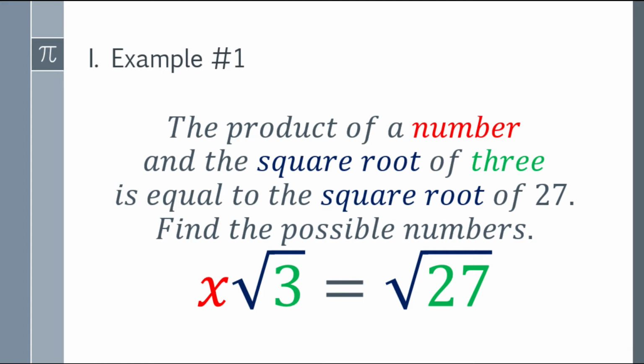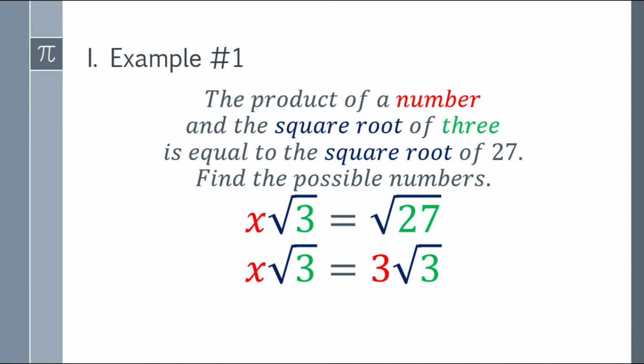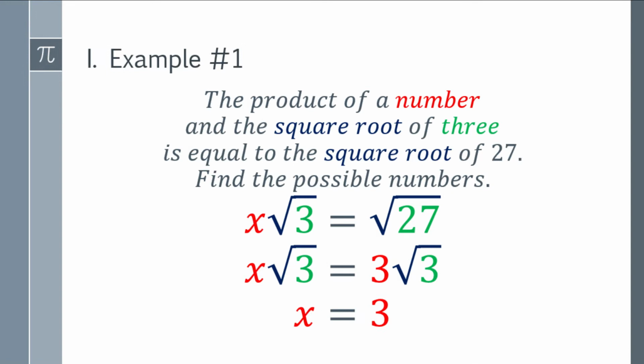To simplify that one, simplify muna natin yung nasa kanan. Ang square root of 27, that will be 3 square root of 3, kasi 9 times 3 ay 27, at yung 9, square root nun ay 3. So we have x square root of 3 is equal to 3 square root of 3. Divide both sides by square root of 3 and the answer will be x is equal to 3. So yun yung sagot.